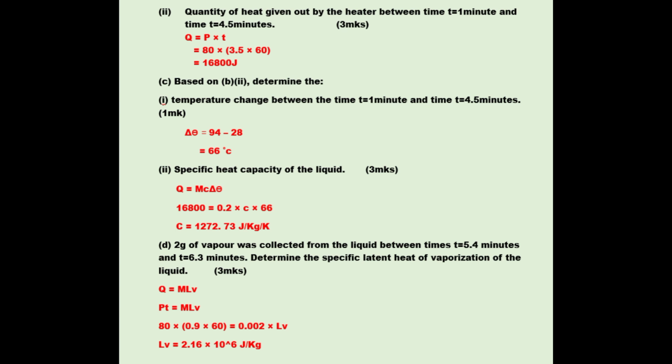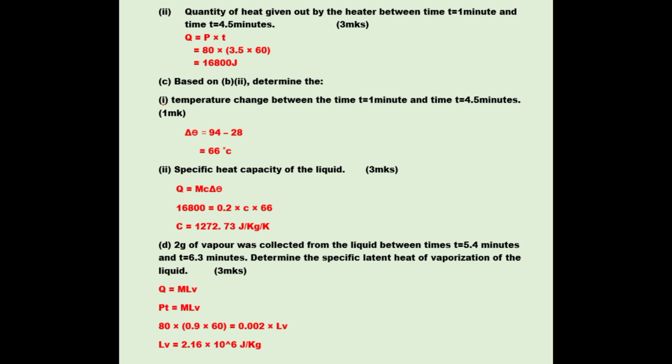Then Roman 3, specific heat capacity of the liquid. So we know heat supplied is always equal to the heat gained. That means the heat supplied is equal to MC change in temperature. In other words, 16,800, which was the heat supplied by the heater, is equal to the heat gained by the liquid, MC change in temperature.